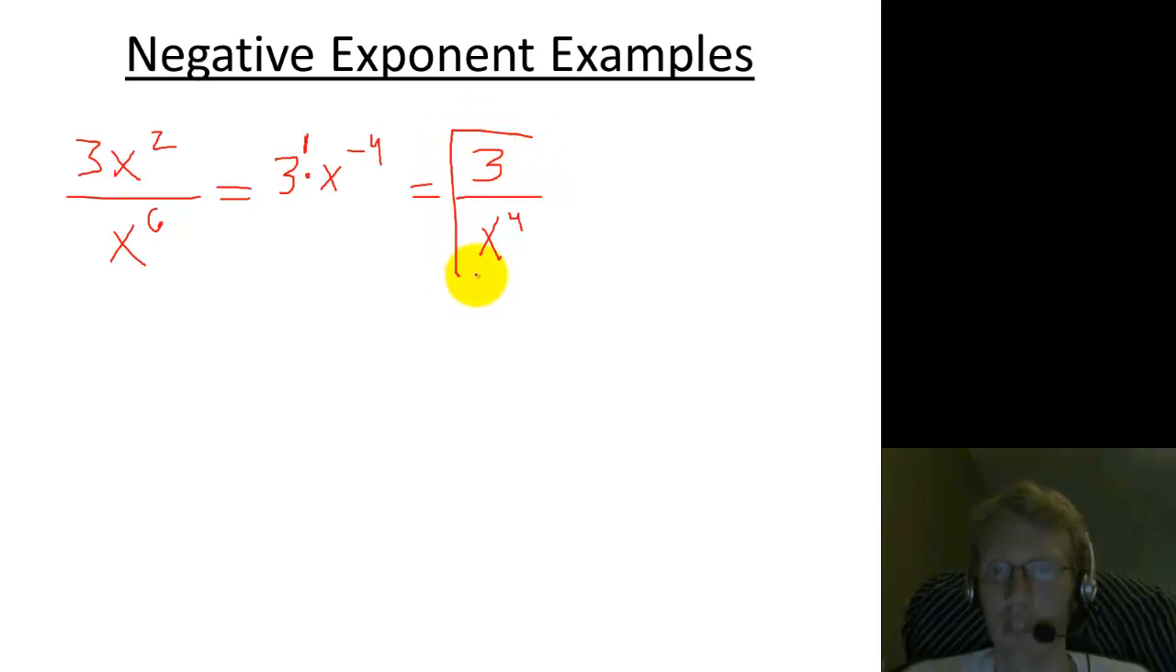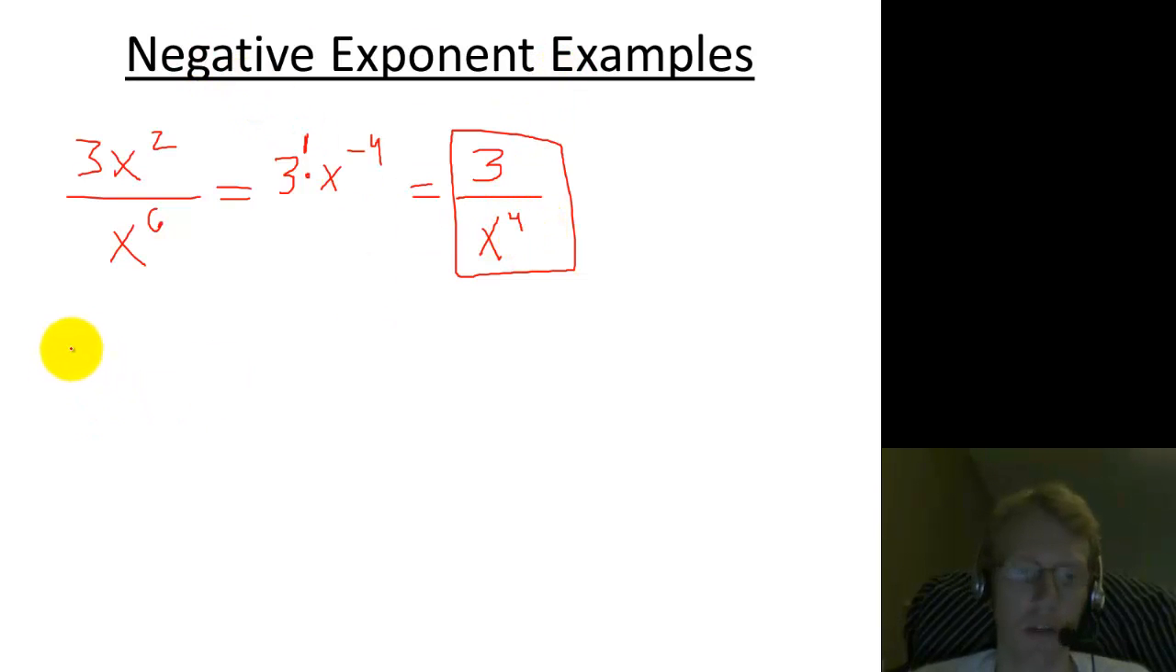Another way to visualize this is with the zombie wars or the soldier wars. The 3 in the top is in the numerator in the original problem, so it has to stay in the numerator in the final answer. There's no reason for it to move to the denominator. Then we look at our x's here. We've got 2 in the top and 6 in the bottom. So the bottom has more. It's going to win by 4. So we have x to the 4th left over in the denominator.